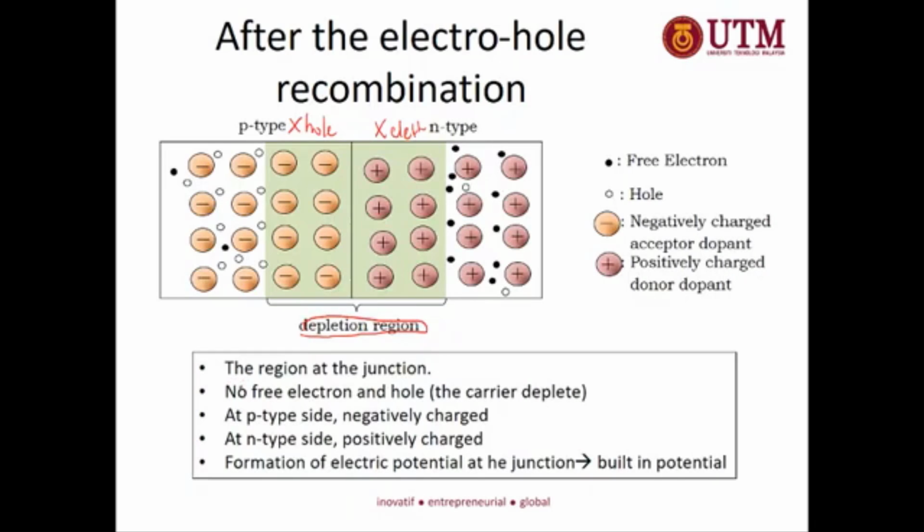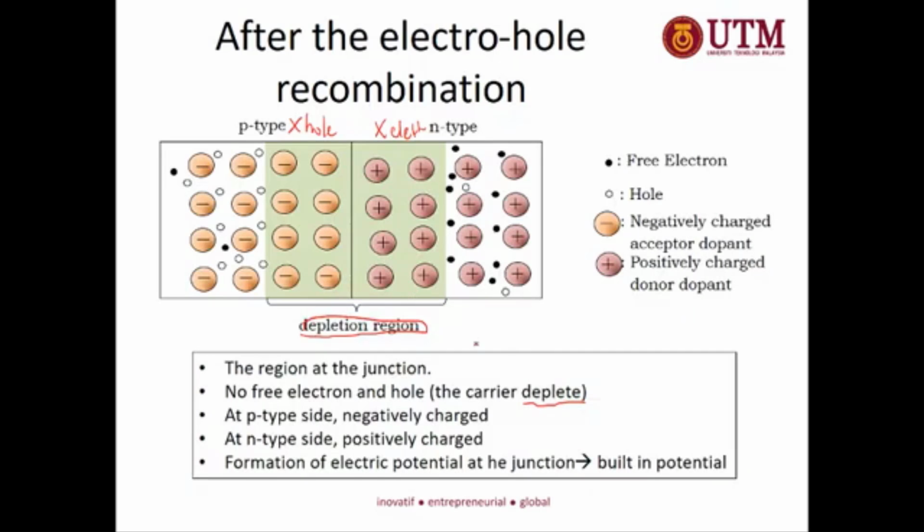The depletion region is the region at the junction of the p-n junction where there are no free electrons and no holes, meaning the carriers are depleted. Deplete means disappear. So in the depletion region there is no hole, no carrier, no electron. What is left is negative charge at the p-type and positive charge at the n-type.